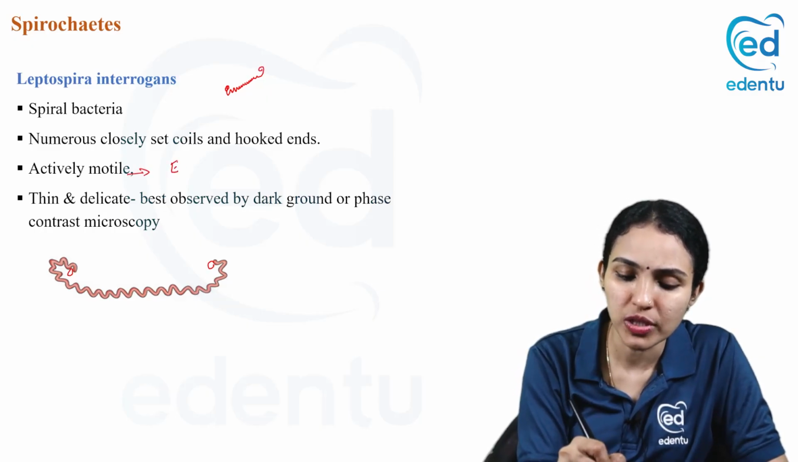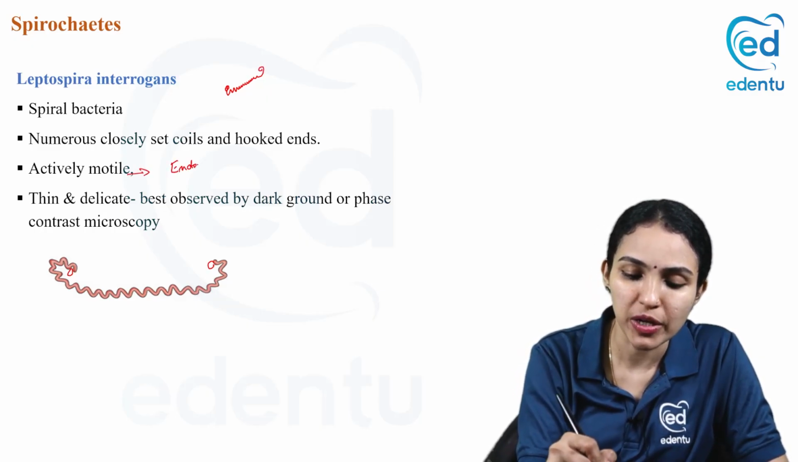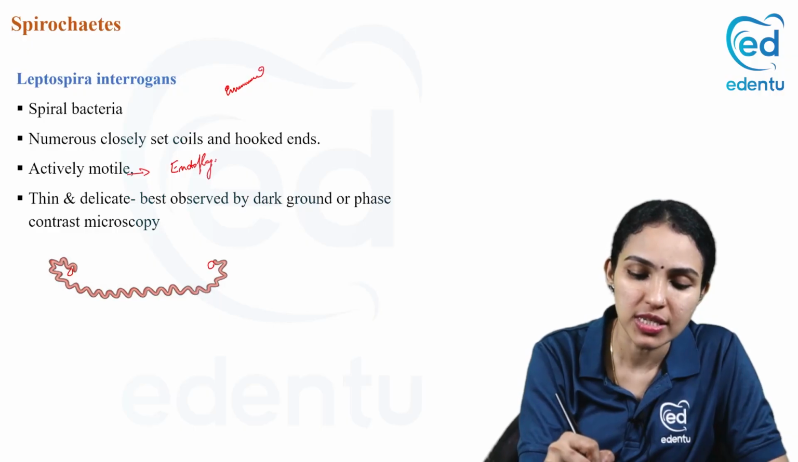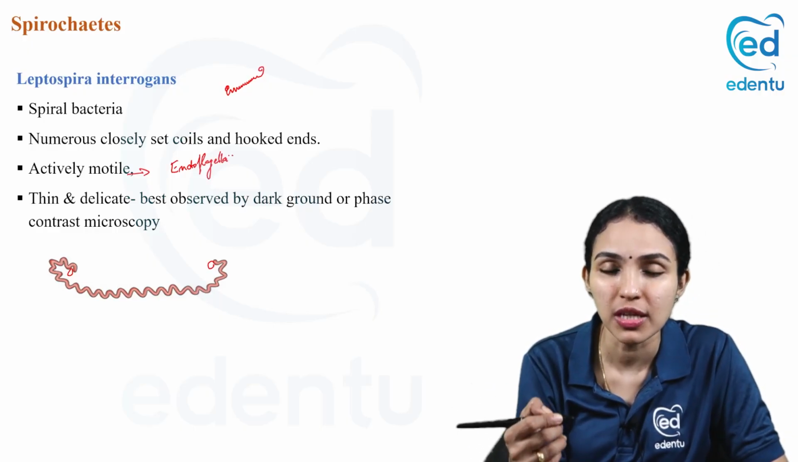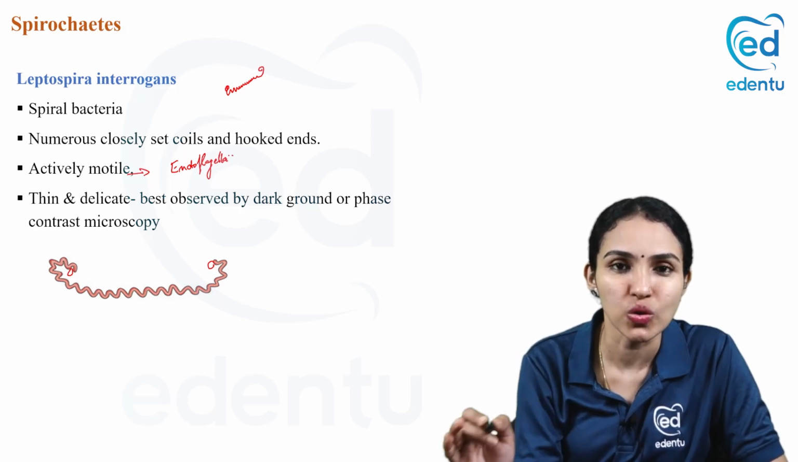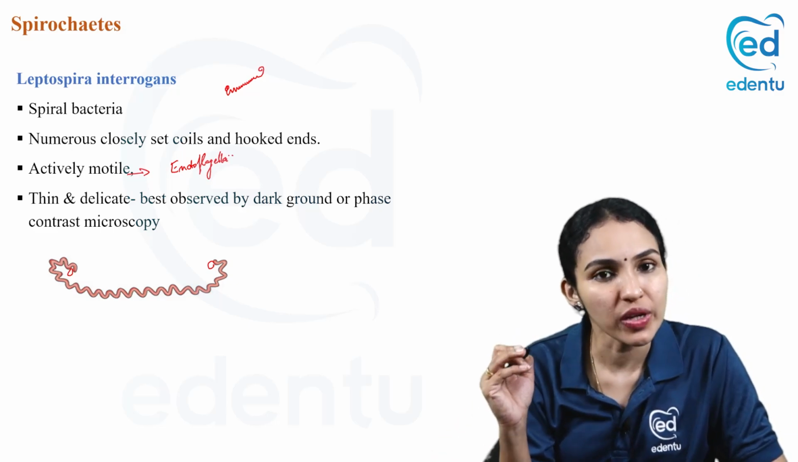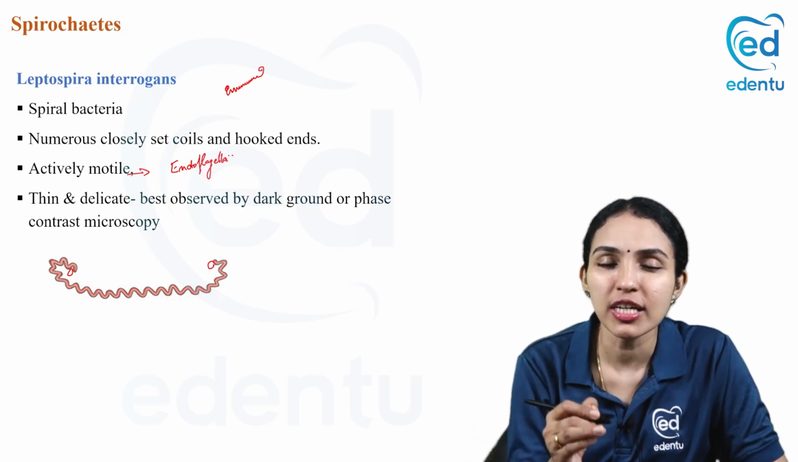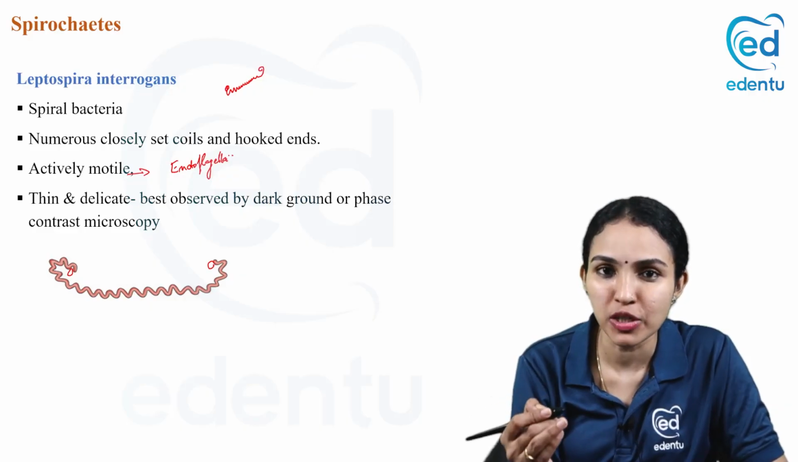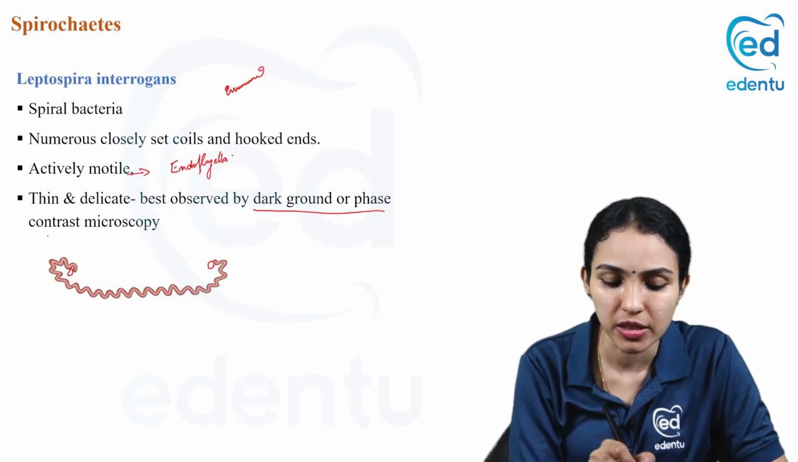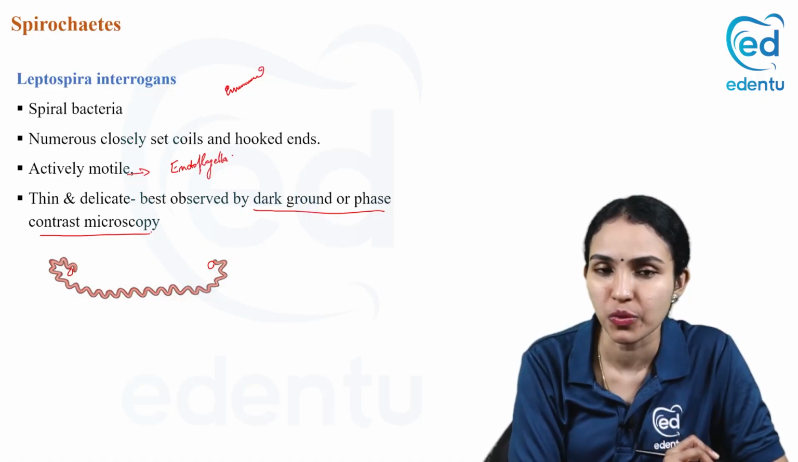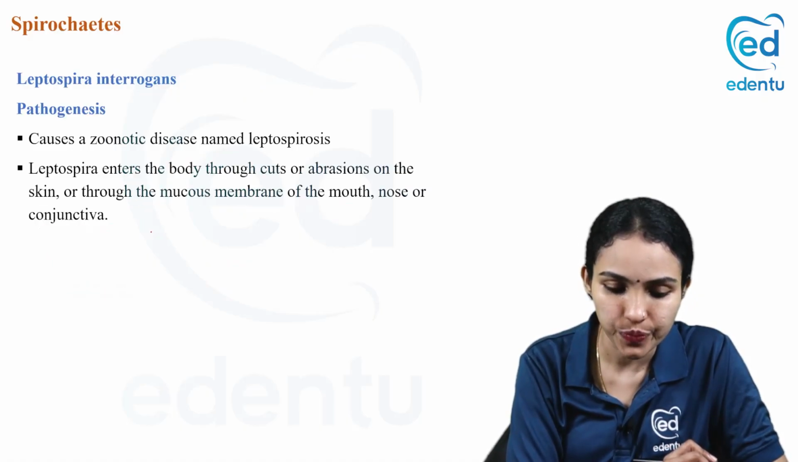And what is the reason for the active motility? If a spirochete is actively motile, the reason is endoflagella. I'm repeatedly saying this for you to remember. Endoflagella is present only in spirochetes. This is also very thin and delicate. Not like Borrelia, where you can go for light microscopy, but for Treponema and Leptospira, you definitely require a dark ground or phase contrast microscope. Otherwise, you cannot visualize them.